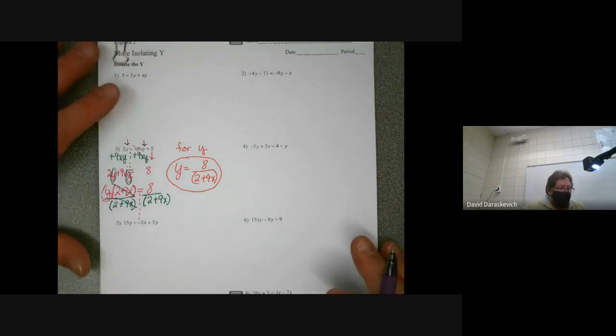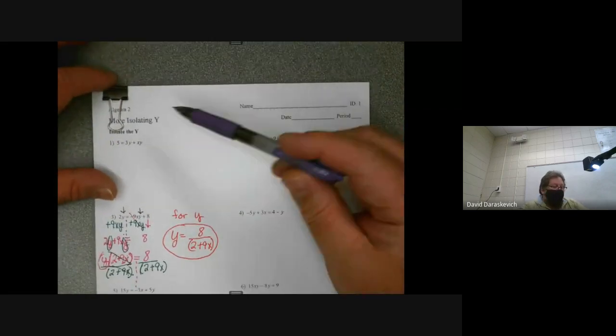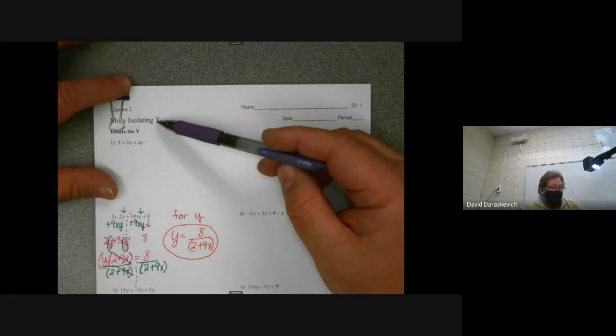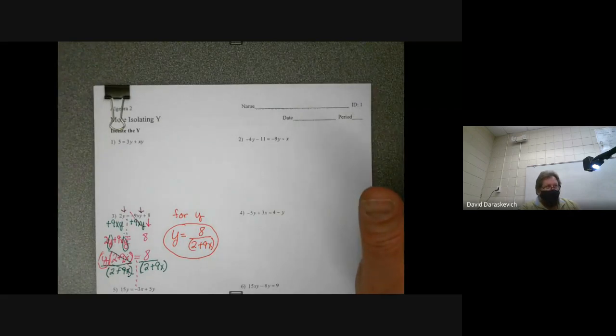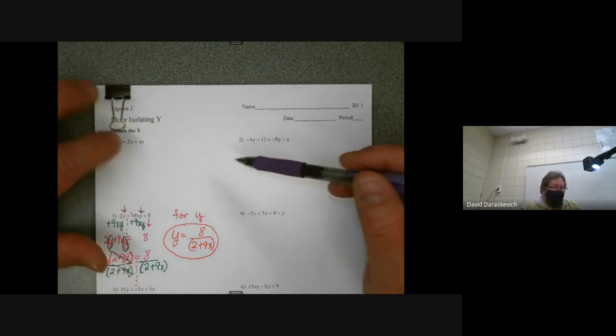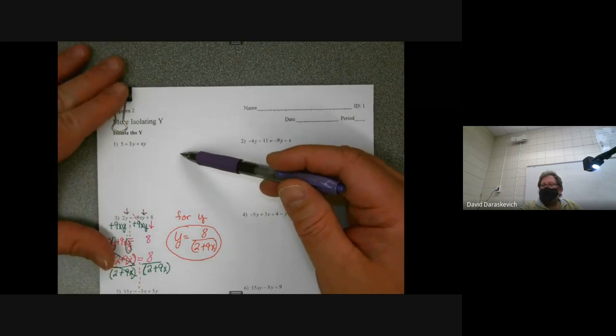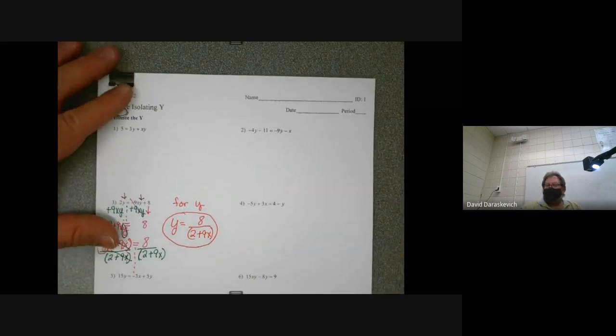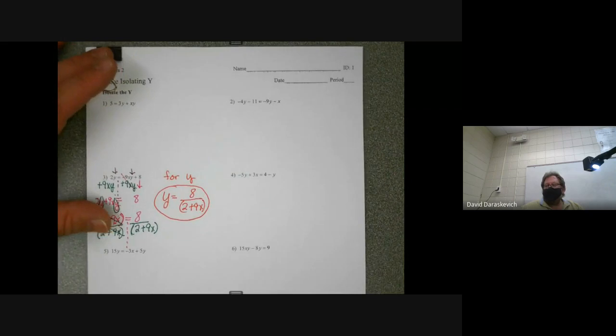Okay. Problem number 5. Now, this says isolating for y. This 1.4b part 2 doesn't necessarily have to solve for y. There could be a whole bunch of different variables here, and could be a different variable. But this worksheet specifically says solve for y. Okay. So we're going to have to solve for y.